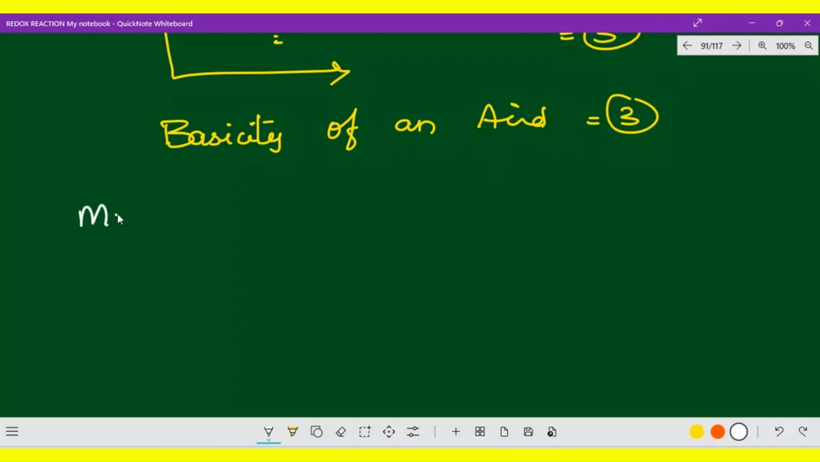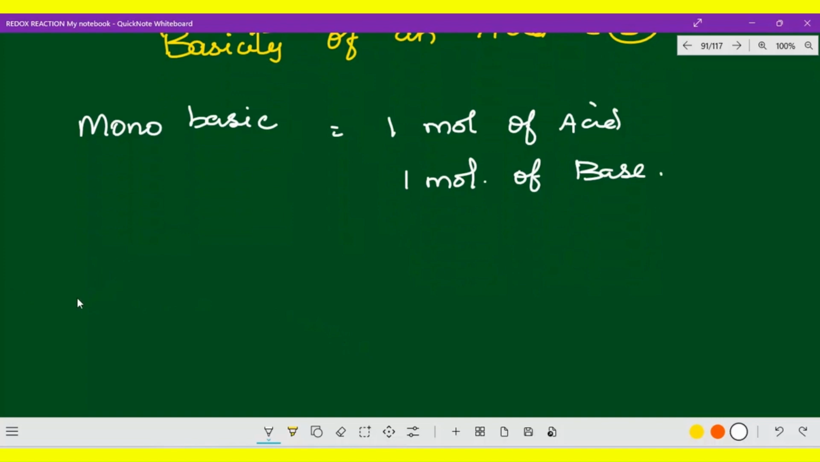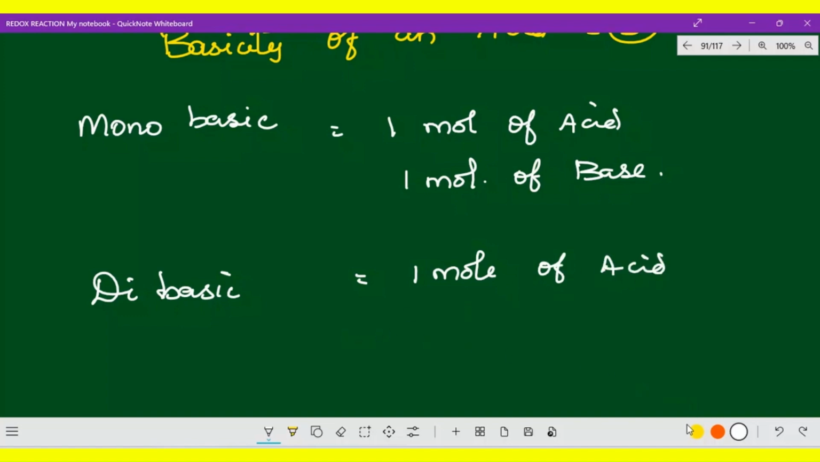So monobasic means 1 mole of acid and 1 mole of base. That is a monobasic acid. And dibasic acid means, so here dibasic, what is it? 1 mole of acid and 2 moles of base.